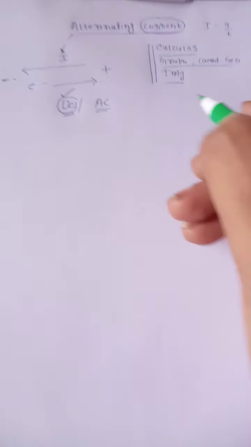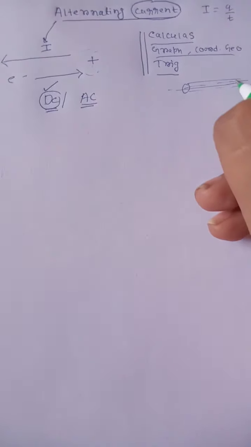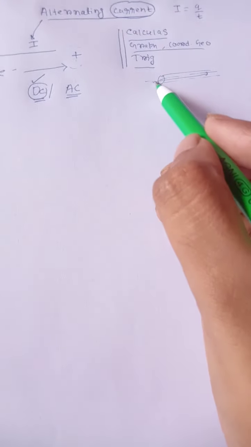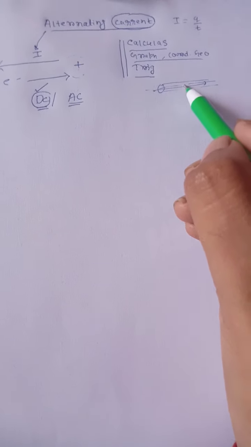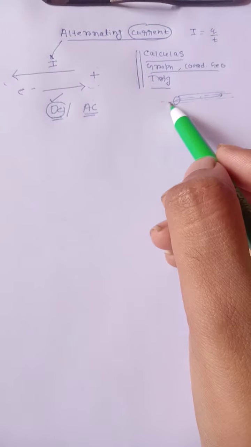You can compare it to, for instance, a hose pipe with water flowing through it. Water cannot flow in two directions, it can only flow in one direction. So just like a hose pipe, you can think of DC current flowing in one direction.